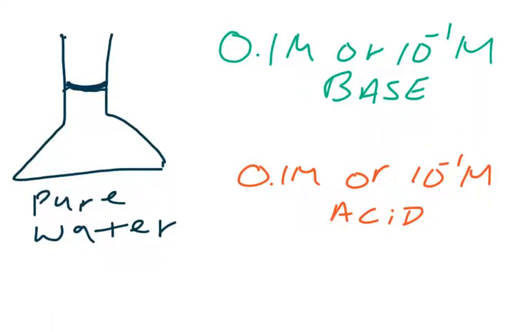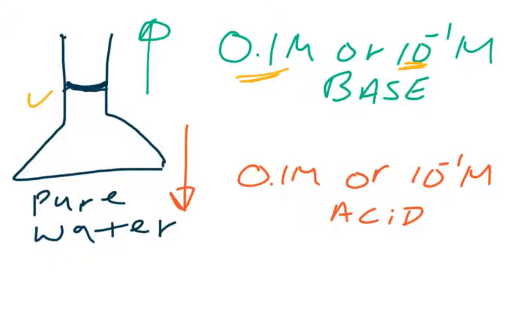Here's another example. Let's say we have pure water in my fancy Erlenmeyer flask, and we add 0.1 M, or 10 to the negative 1 M, of base to it. The pH of the pure water solution will spike up significantly, probably to around pH 13 or so. Pure water is 7. On the flip side, if we add 0.1, or 10 to the negative 1 molar concentration, of acid, the opposite will happen. It will shoot down to a value of around 1, or close to that.